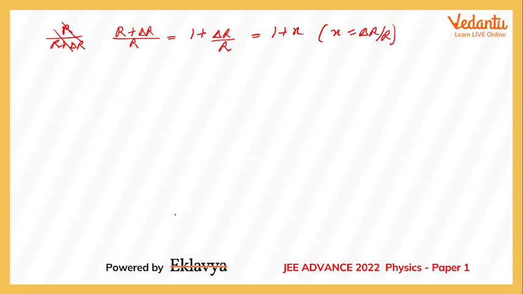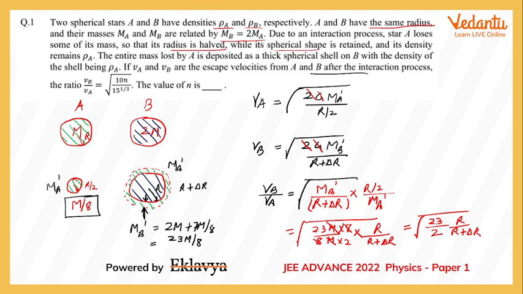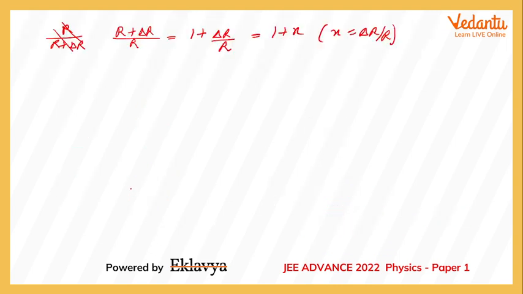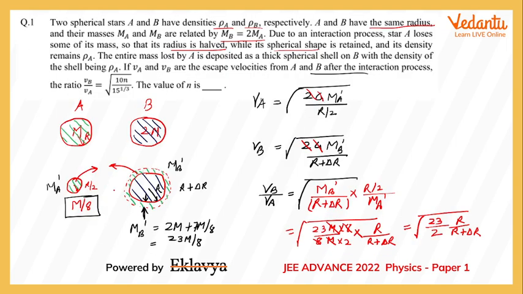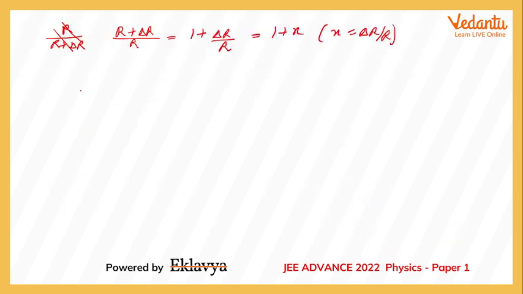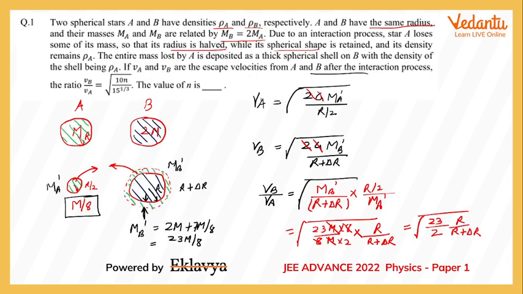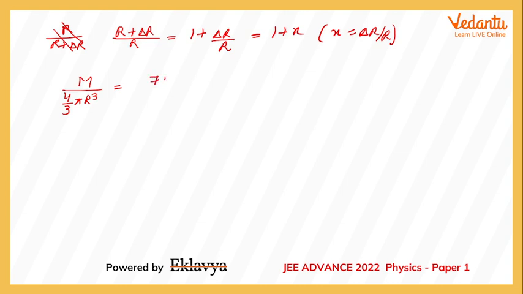Okay, now what is the plan here? I plan to equate the density of these two, like this density and this density is equal. So the density of star A remained same before and after the interaction. So before interaction, the density of A was mass divided by volume, that is 4 by 3 pi r cube. Okay, this was the density of A before the interaction. Now I'm going to write the density of this layer that has been deposited on B. And how do I write that? The mass of that layer is 7m by 8, and the volume occupied by that layer would be 4 by 3 pi, and then we are going to write r plus delta r cube minus r cube. Okay, this is what we are going to write.